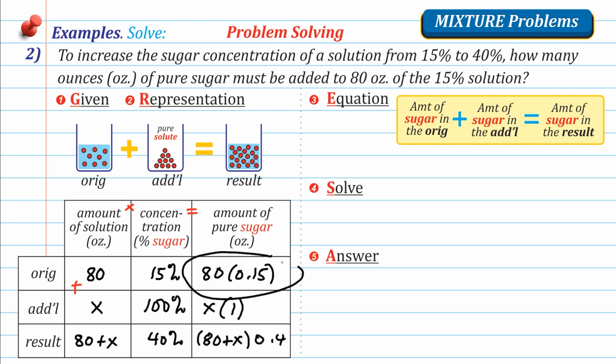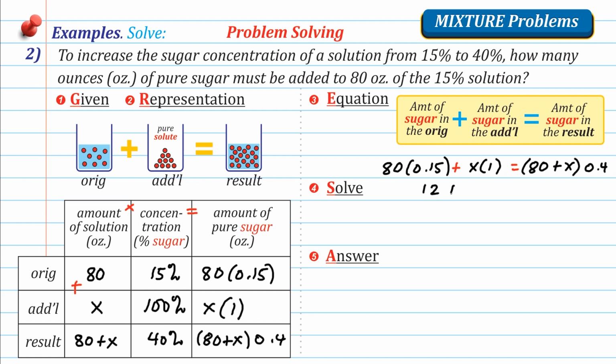Substituting the amount of sugar in the original, we have 80 times 0.15 plus the amount of sugar in the additional, which is this one. It's x times 1 equals the amount of sugar in the result, this one. Therefore, we have 80 plus x times 0.4. Okay, multiplying, what is 80 times 0.15? It's 12 plus x, 1 times x, equals, we should distribute 0.4. 80 times 0.4 is 32 plus x times 0.4 is 0.4x.